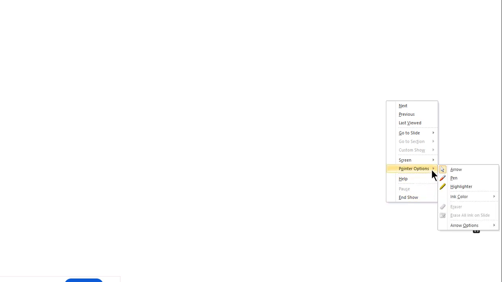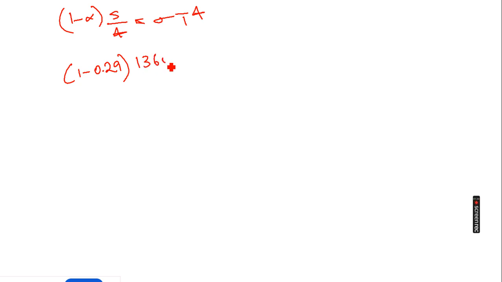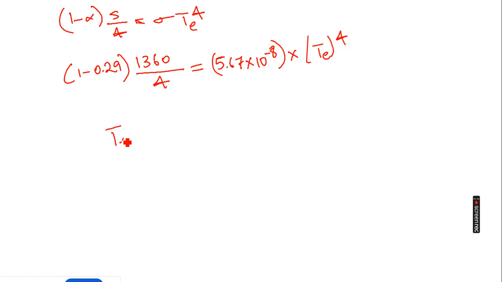I think we have done this exercise before, but let's just redo it again. So 1 minus alpha into S by 4 is equal to sigma T e raised to 4. So it will be 1 minus 0.29 into S, which has a value of 1360, by 4, is equal to sigma, which is 5.67 into 10 raised to minus 8, into temperature of the earth. We need to find the temperature of the earth. So T E will be 1 minus 0.29. What will be the value?